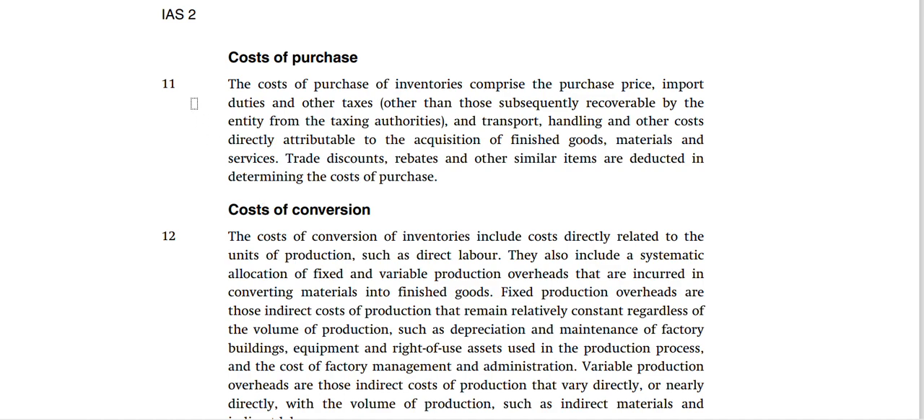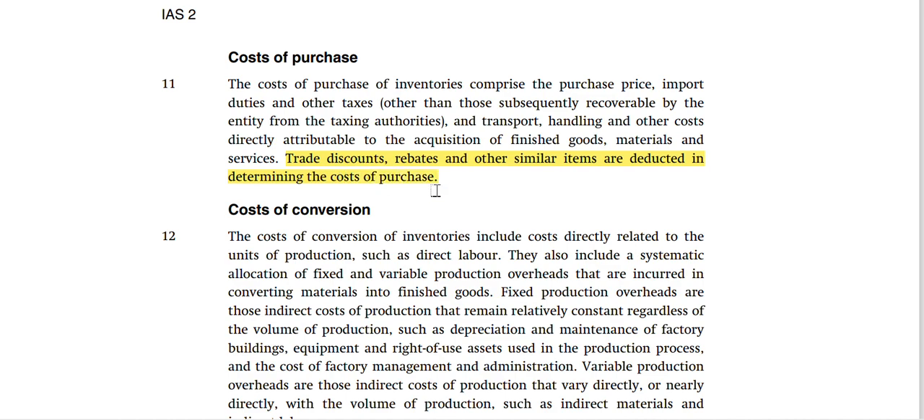Then looking at paragraph 11, it's about cost of purchase. The cost of purchase of inventory comprises the purchase price, import duties, and other taxes, other than those subsequently recovered by the entity from the taxing authority, and transport, handling, and other costs directly attributable to the acquisition of finished goods, material, and services. Trade discounts, rebates, and other similar items are deducted in determining the cost of purchase.